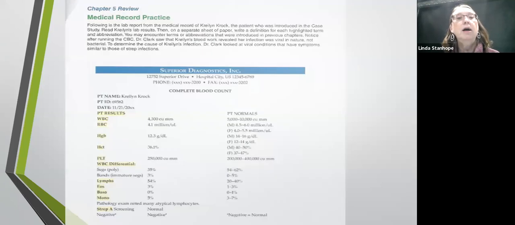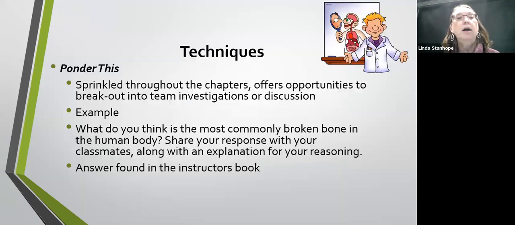Ponder This. What we basically did with Ponder This is we took those throughout the chapter, whatever chapters we were talking about, and we would pose questions to the kids that we had already done the research on. In the book we actually offer the answers to the teachers, but here's an example. What do you think is the most commonly broken bone in the human body? And then we would have the kids at their table groups. My kids always sit in table groups. That's just how my school is structured.